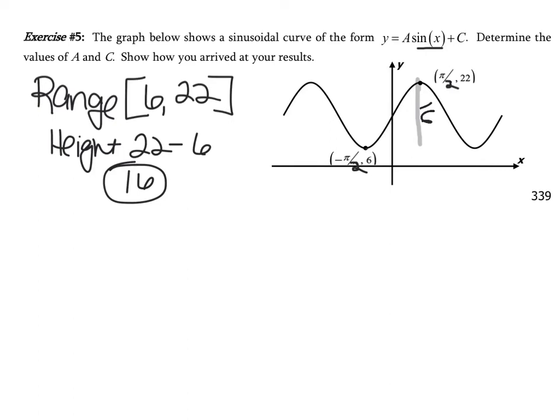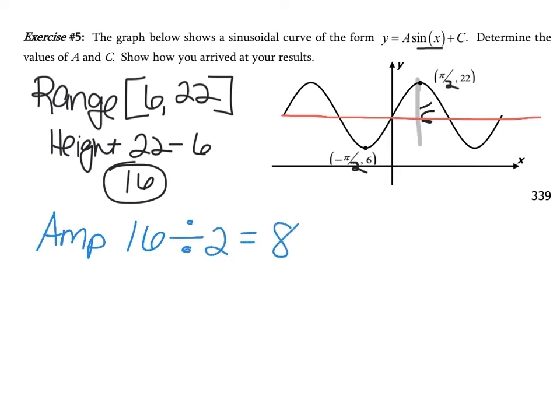So how could I find what my amplitude is? Let me draw back in my midline here. Don't you agree that my amplitude would be half that? Before I was saying the height is twice the amplitude. Well, if I'm working the other way, to find my amplitude, I'm going to take my 16 and divide it in half, and that's going to give me an 8.